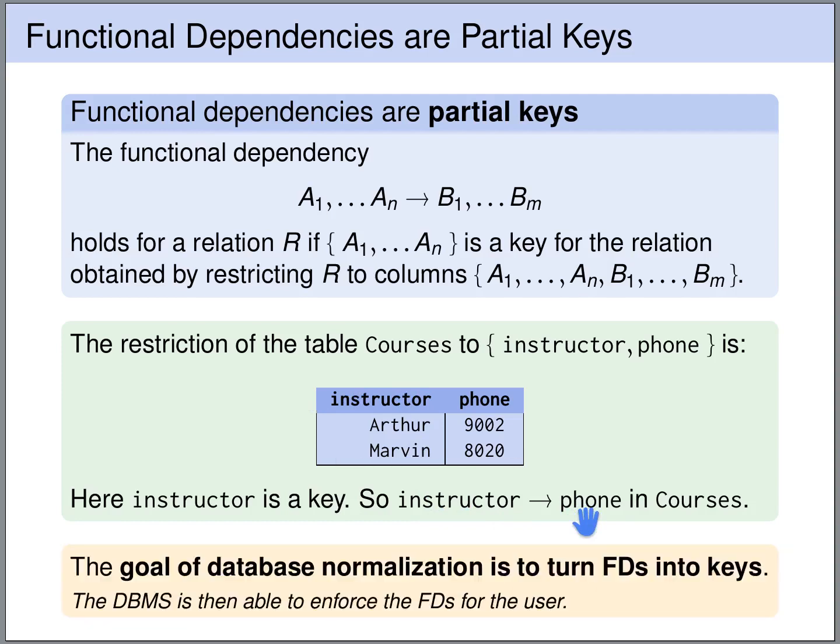The goal of database normalization is to turn all functional dependencies into keys, because key constraints can be enforced by the database management system. So by turning functional dependencies into keys, the database management system can ensure all the functional dependencies.